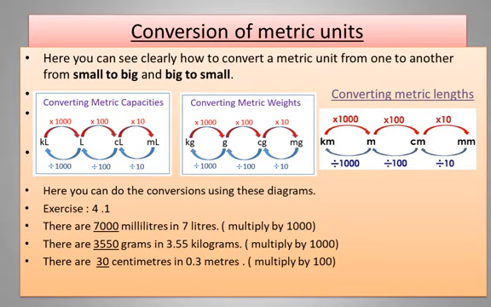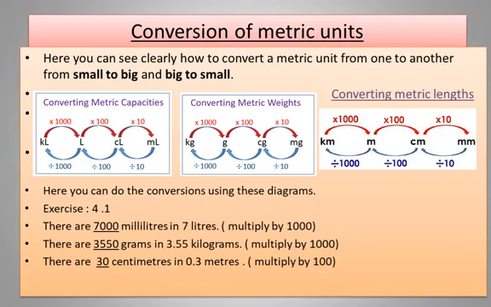So 3.55. Only one difference is there. There are decimal points in this question. So 3.55 from kilogram to gram, what we will do? See the converting metric weights. You have to multiply by 1000. So kilogram to gram we will multiply by 1000. 3.55 into 1000 means the answer will be 3550 grams. Okay.